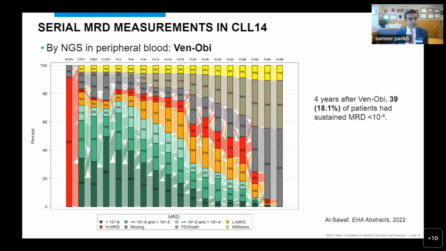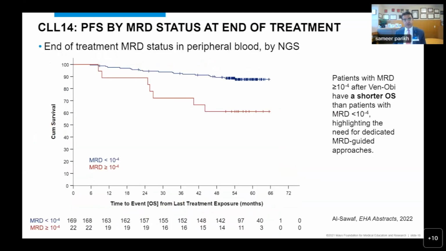Here is a Sankey plot that shows the change in the MRD levels in the venetoclax and obinutuzumab arm by NGS in the peripheral blood. And you will notice that over time, which is not surprising, the proportion of patients in the dark green box, which is the MRD6 level, proportionately goes down. The IWCLL criteria recommend that we continue to use 10 to the power minus 4, or MRD4, as our threshold, and 4 years after completion of this treatment, roughly 18% of patients continued to have MRD4 criteria by NGS studies in the peripheral blood.